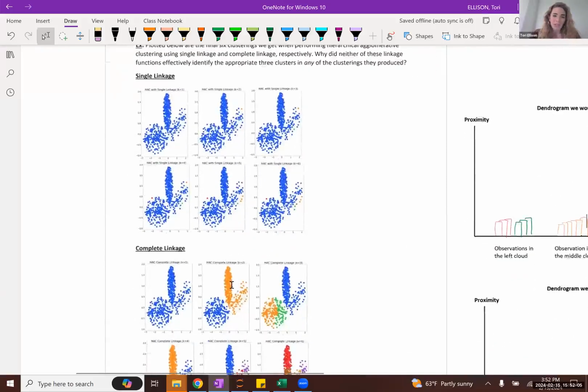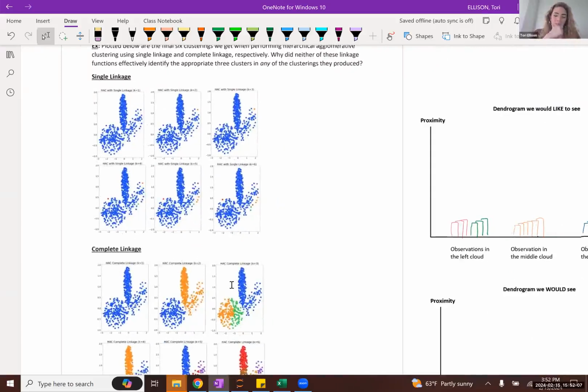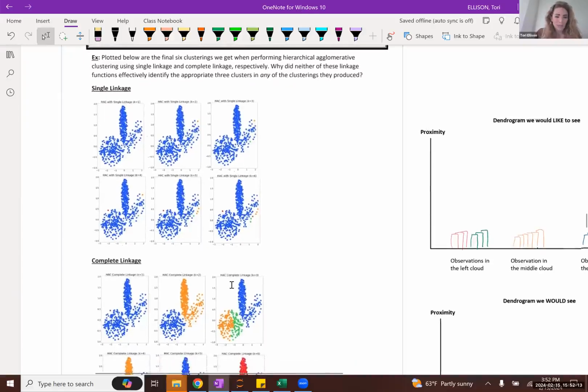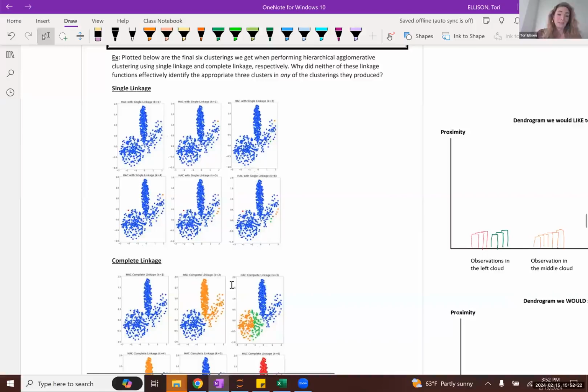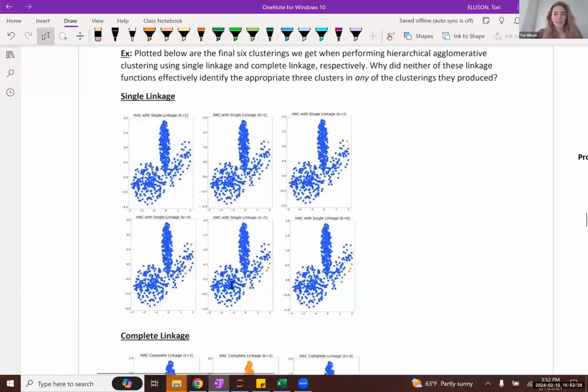So that's kind of the trade-off, if you will. Single linkage and complete linkage have types of data sets that they're useful for, and types of data sets that they're not useful for. So here's an example of a type of data set that is not as good for single linkage, and one that is not as good for complete linkage.